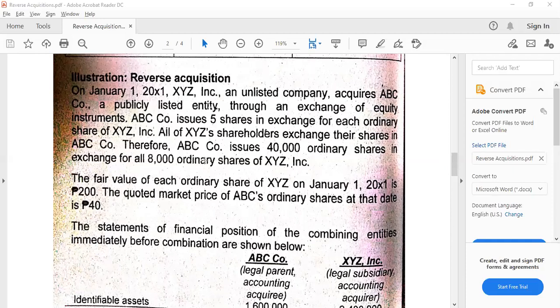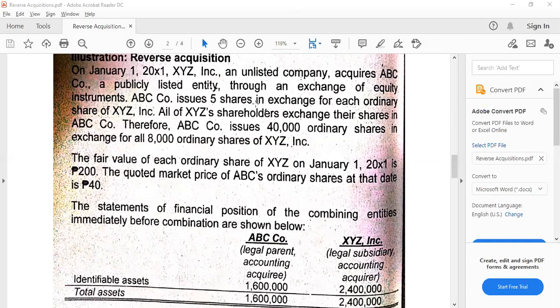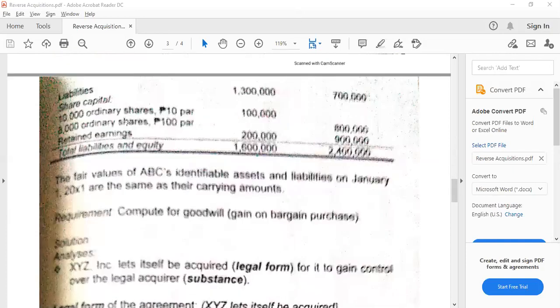Incorporated. So probably XYZ is a big company, because ABC would be issuing really 5 shares, so more shares in exchange for each ordinary share of XYZ. And then all of XYZ's shareholders exchange their shares in ABC company. And then let's look at the details.